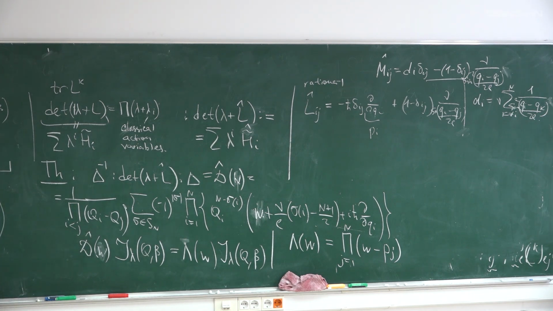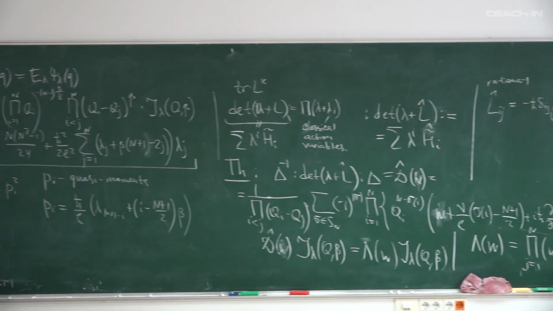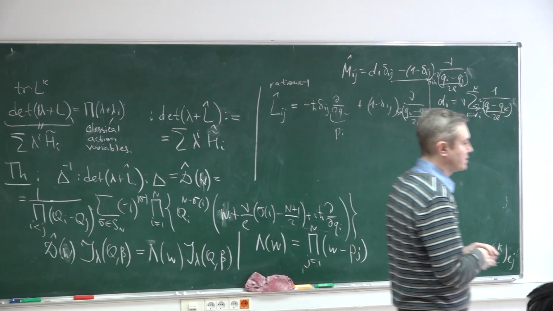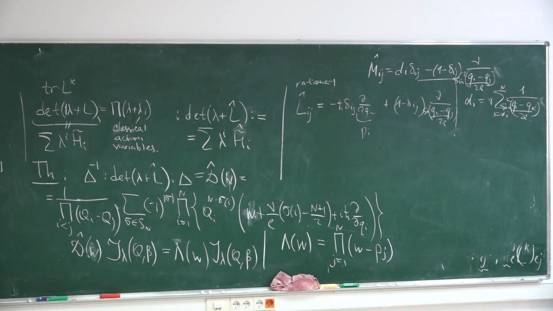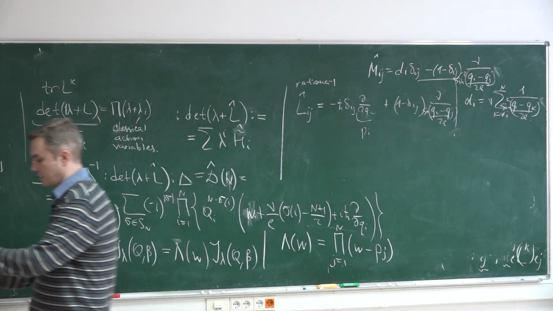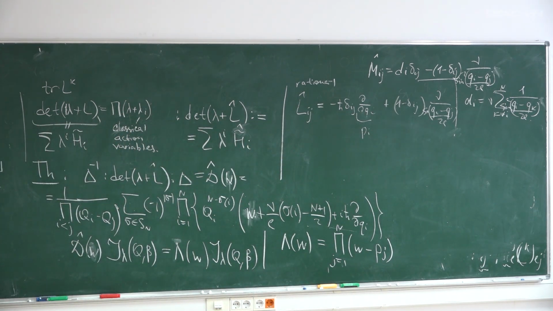And now let me also talk about the next model. The next model is the so-called Ruijsenaars-Schneider model. So let me write the definition, and I will also just formulate the main results concerning this model.